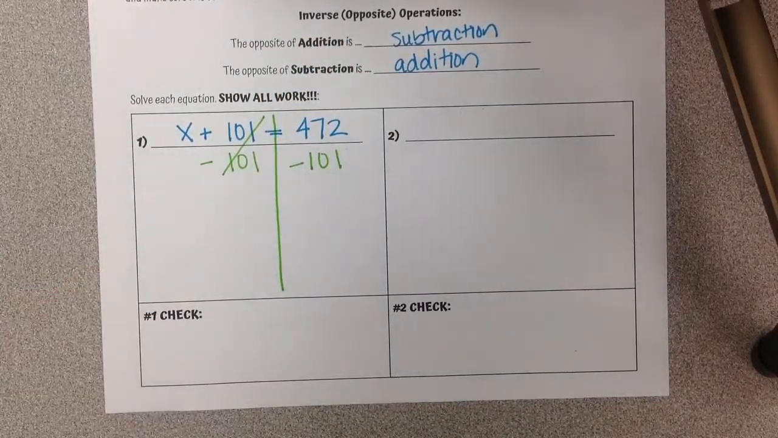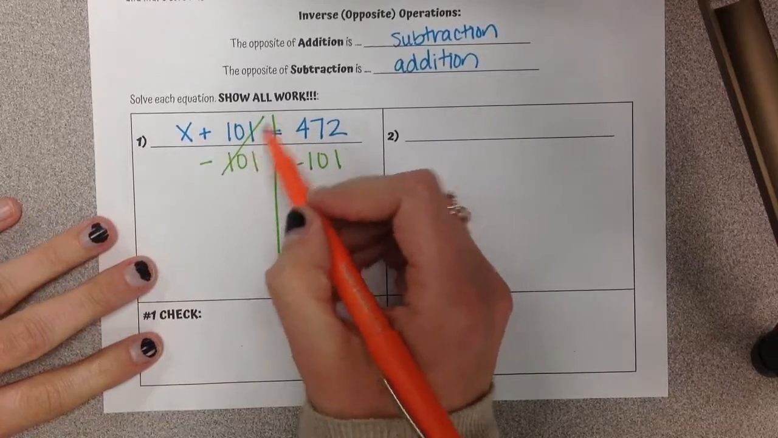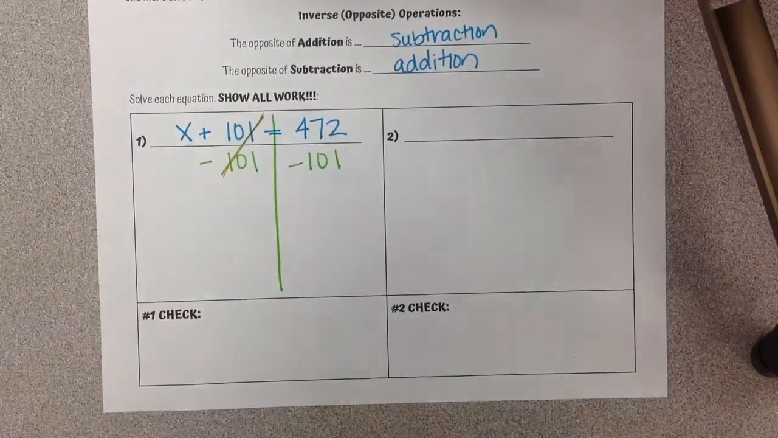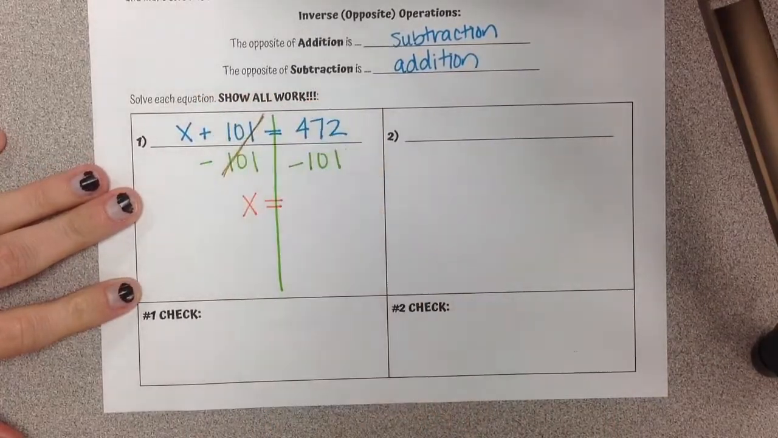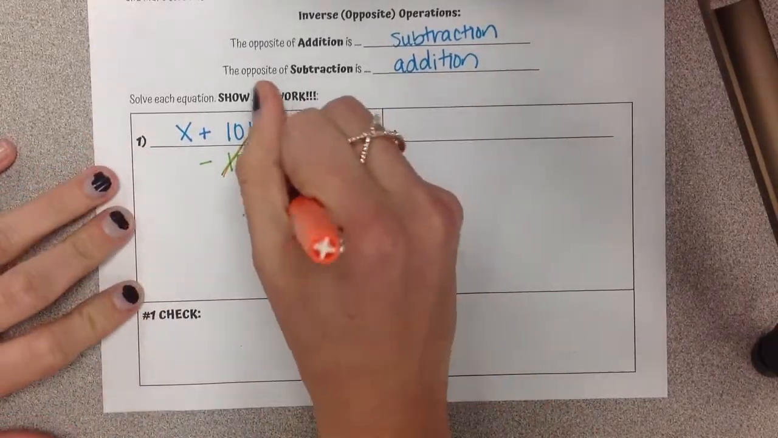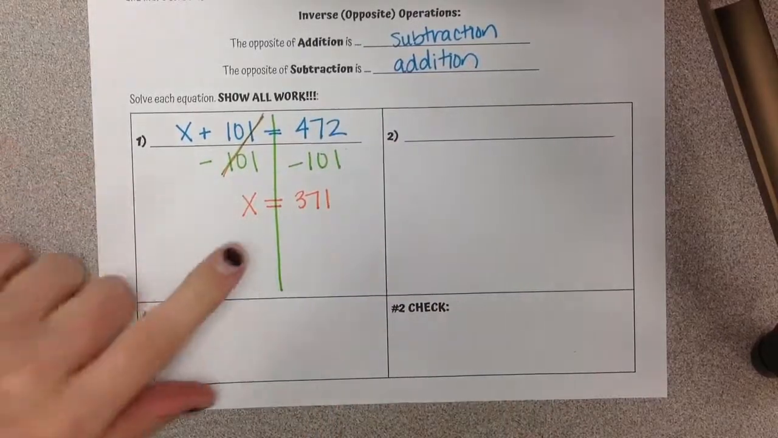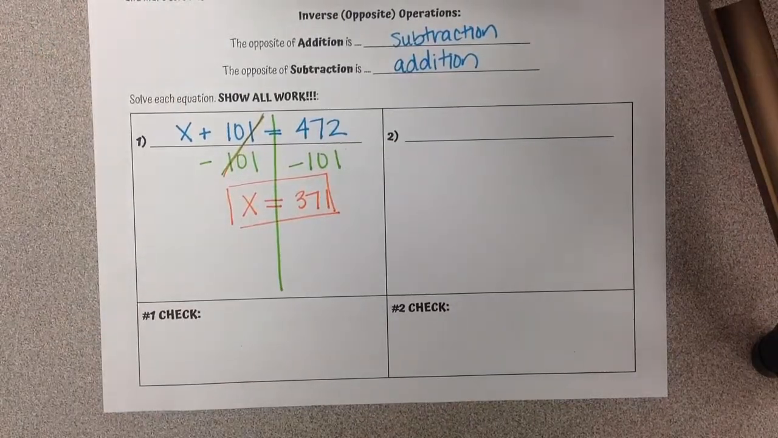Then, step 4 was to rewrite the answer in the form x equals something, or something equals x. On this side, these numbers canceled out. 101 minus 101 is canceled. So the only thing that we're left with on the left side is x. We'll bring down our equal sign, and on the right side, 472 minus 101 is going to give us 371. We have our variable on its own, so that means we have fully solved it, and we have our answer, x equals 371.